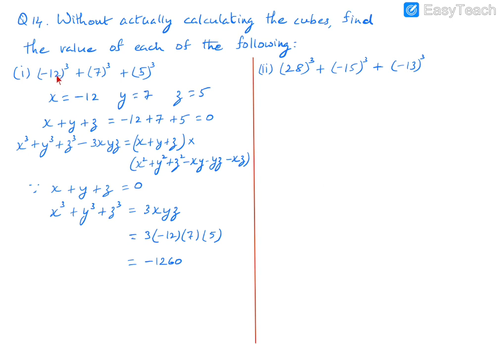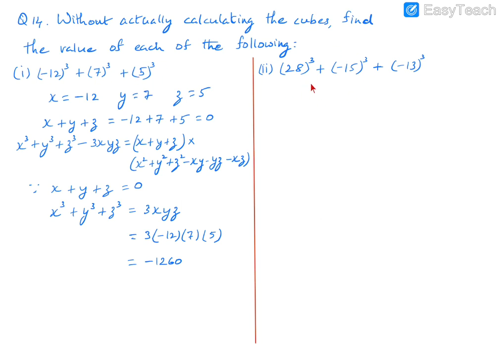So basically we have now used identity number 8 to calculate the sum of these cubes without actually computing the individual cubes. We used the relationship that x plus y plus z is 0. Clearly, from these given numbers for x, y, and z, we see that x plus y plus z is 0, and therefore we got the relationship that x cubed plus y cubed plus z cubed equals 3xyz. We are asked to find x cubed plus y cubed plus z cubed, which is the same as calculating 3 times xyz, and we have obtained our answer without calculating the cubes of these numbers.